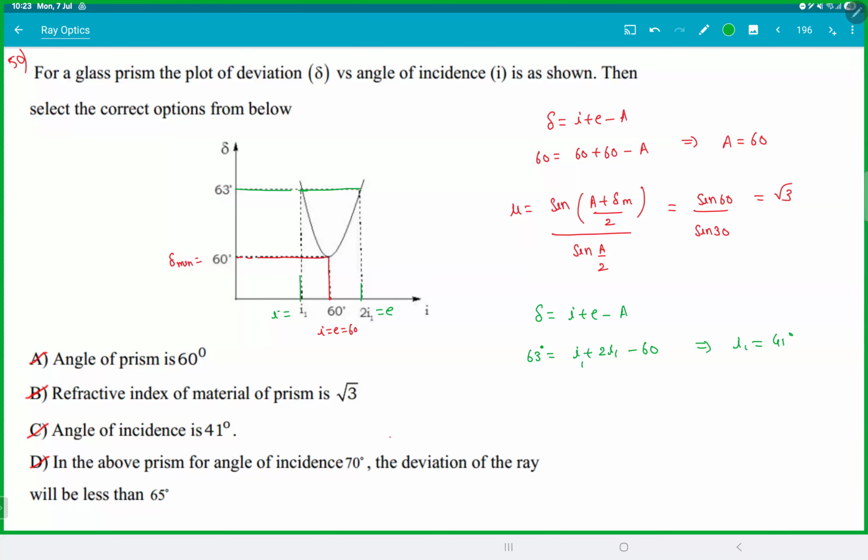What about D? There, like I said, there are the same formulas. We're not doing anything big. What about D? He's saying for angle of incidence 70, the deviation of the light ray will be less than 65.